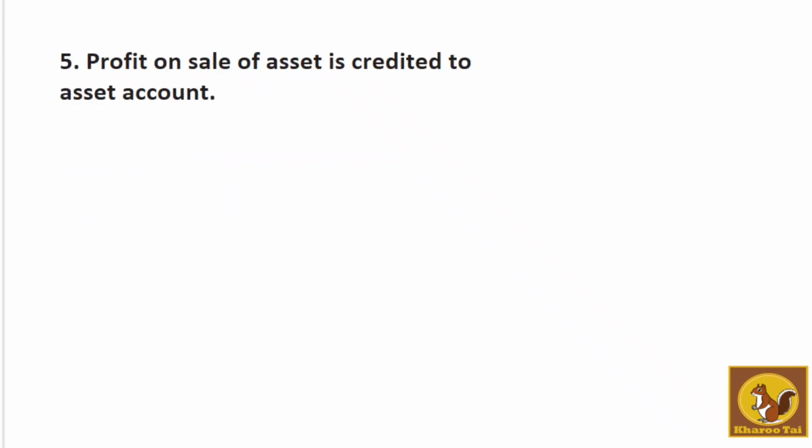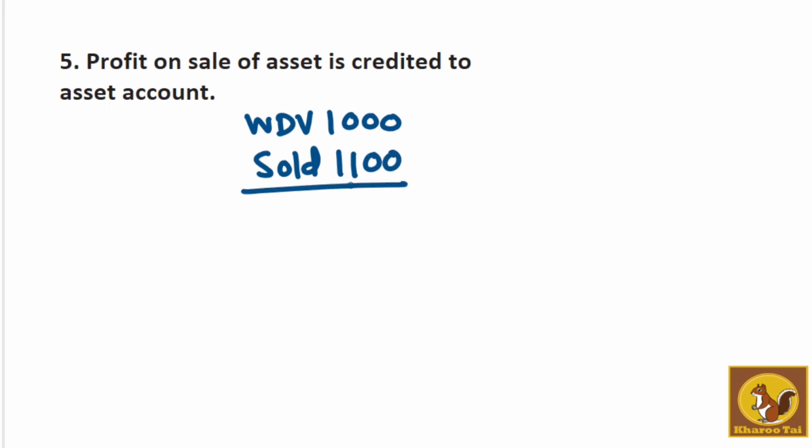And the last question is question 5. Profit on sale of asset is credited to asset account. Now what will be the journal entry? If the asset is of say 1000 rupees, its WDV is of 1000 rupees. We have sold it for 1100 to get profit of 100, right?